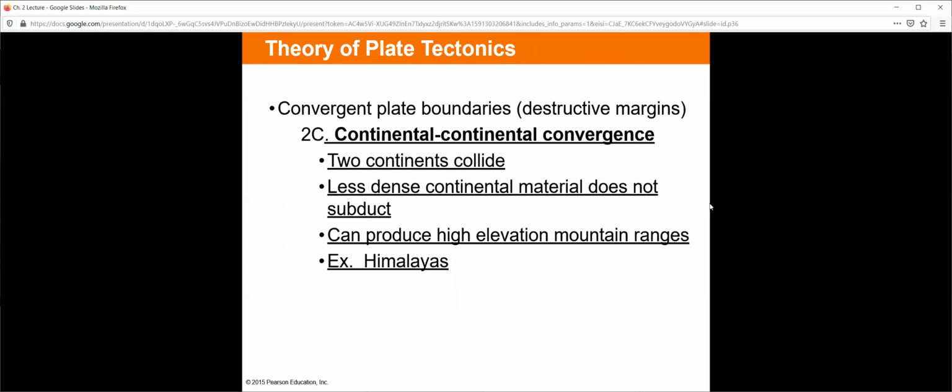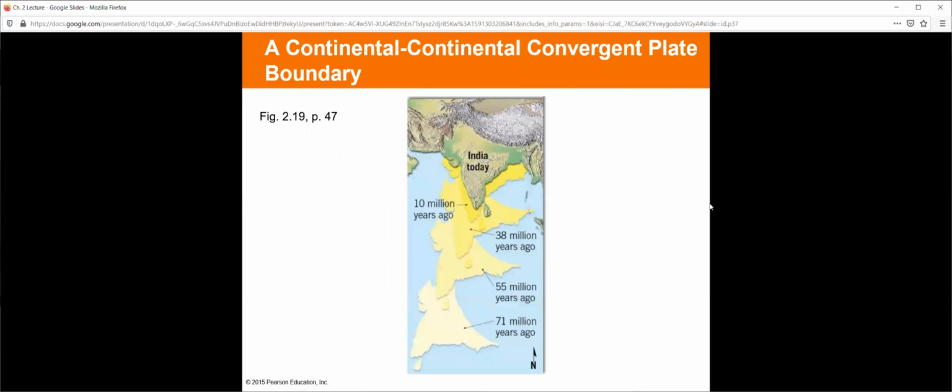So the third, I'm sure you could have guessed this, is the continent-continent convergence, where two continents collide. In this case, there's not an obviously less dense, not an obviously more dense material, such as ocean. So the less dense continental material does not subduct. This produces high elevation mountain ranges, such as the Himalayas. I say the Himalayas because the best used example of a continent-continent collision is India. India drove north really fast some 70 million years ago and smashed into Asia. And when India smashed into Asia, it shot the Himalayan mountains up.